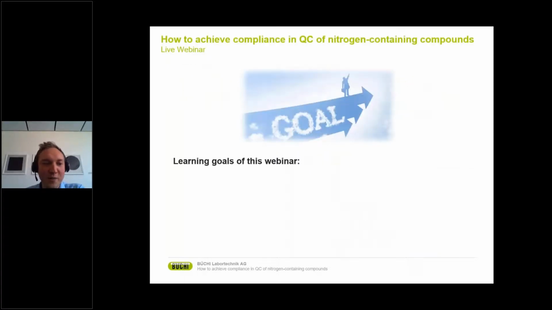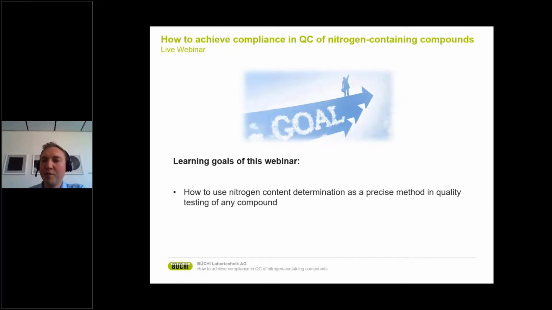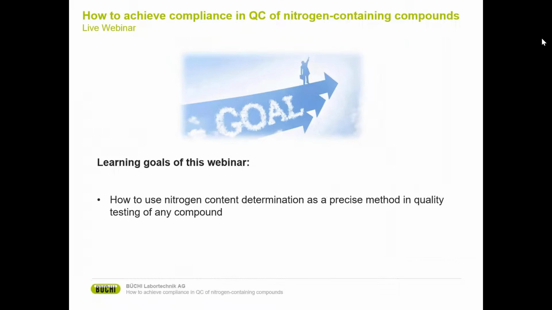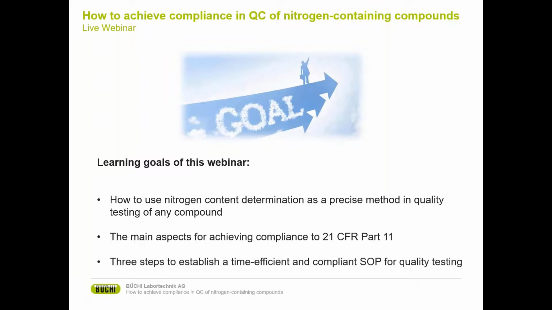And first of all, I'd like to tell you something about the learning goals of this webinar. So we will talk about how to use nitrogen content determination as a precise method in quality testing of any compound. Second, we will talk about the main aspects for achieving compliance to 21 CFR Part 11. And third, in the end, I will show you 3 steps to establish a time-efficient and compliant SOP for quality testing.